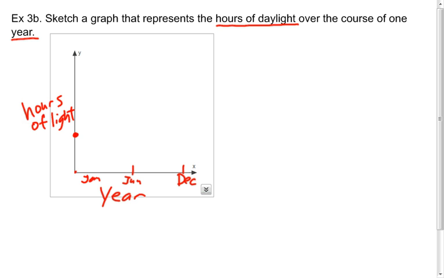So we're going to start it up here someplace. And we know that there's more light in June than there is in January. So we're going to go from January up to June. Once I get to the summer, what happens to the length of the day? The days get shorter. So we're going to go back down like that. Okay? So right here, this would be like spring and summer when the days get longer. This would be like fall and winter when the days get shorter.